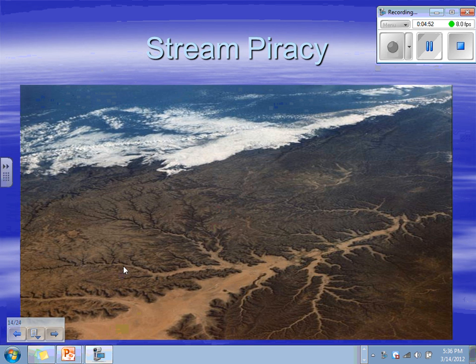This picture illustrates some stream piracy. As you can see, it probably flows in this direction, and this river system probably captured this river as it flowed in, and you can see how it changed the channel, and eventually this river became bigger.